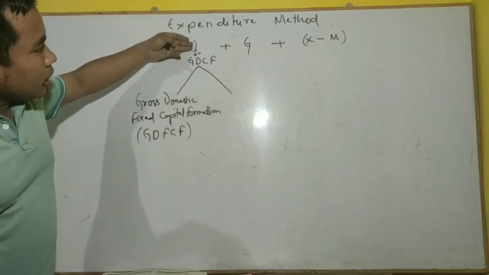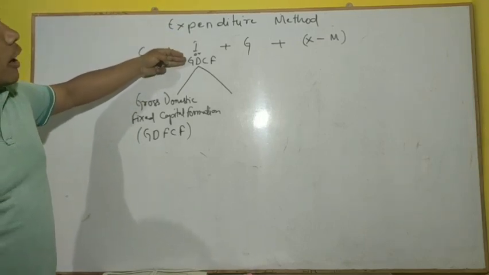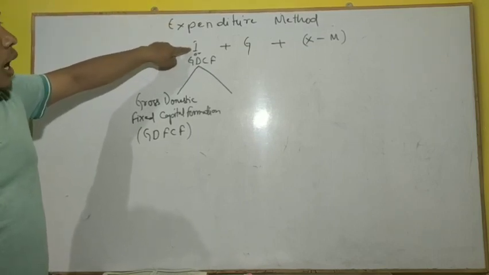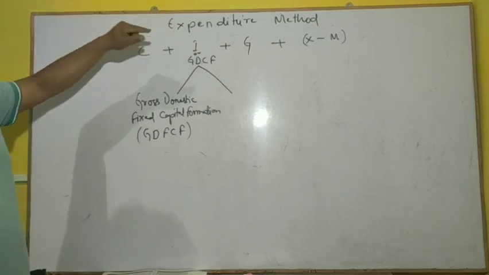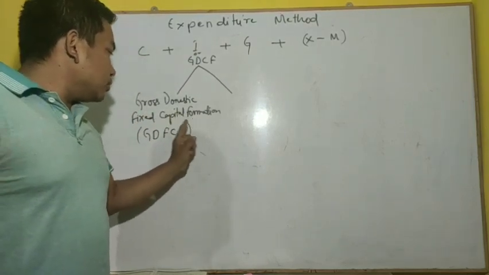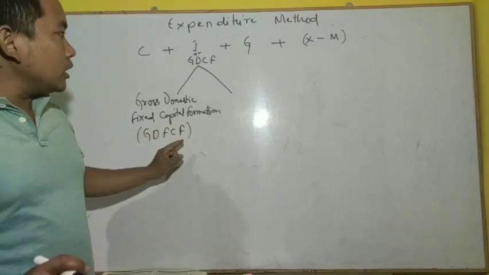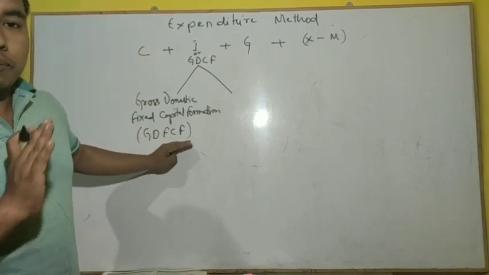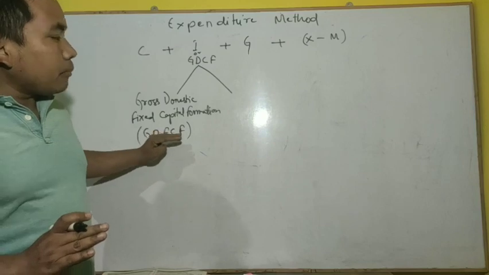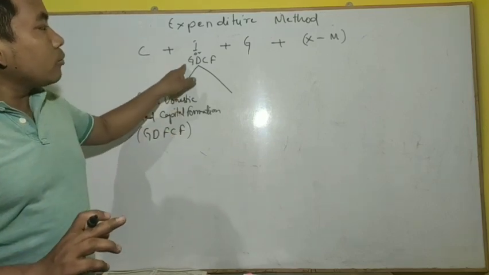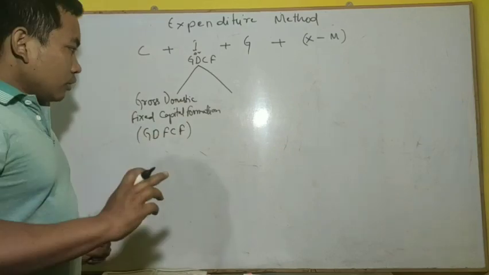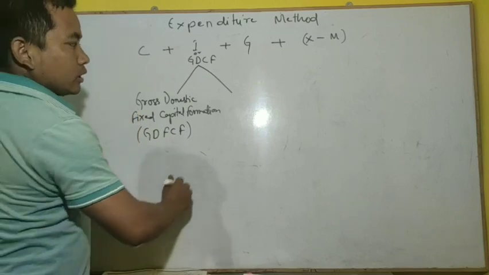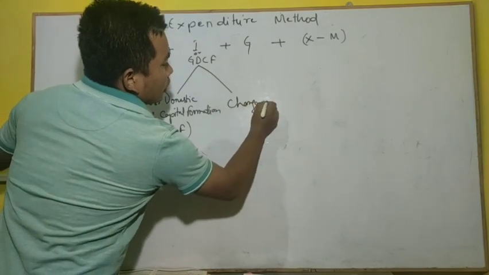Here, investment expenditure is also known as gross domestic capital formation. This gross domestic capital formation, or investment expenditure, is classified into two subtypes. The first one is gross domestic fixed capital formation, that is GDFCF. Don't forget this: GDCF and GDFCF are not the same. Gross domestic fixed capital formation is only one part of gross domestic capital formation. The second part of investment expenditure, or gross domestic capital formation, is known as change in stock.